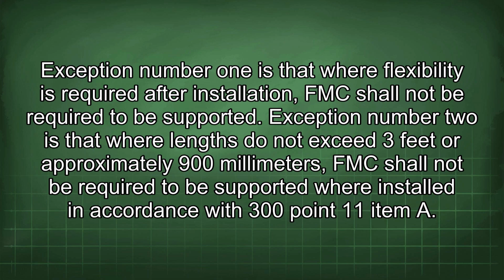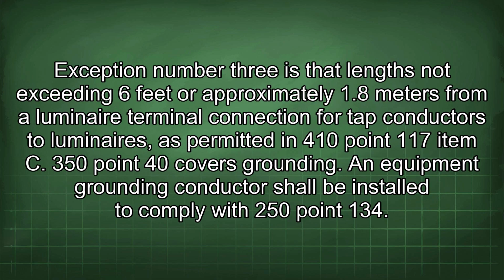Exception number 2 is that where lengths do not exceed 3 feet or approximately 900 mm, FMC shall not be required to be supported where installed in accordance with 300.11 item A. Exception number 3 is that lengths not exceeding 6 feet or approximately 1.8 meters from a luminaire terminal connection for tap conductors to luminaires, as permitted in 410.117 item C. 350.40 covers grounding. An equipment grounding conductor shall be installed to comply with 250.134.